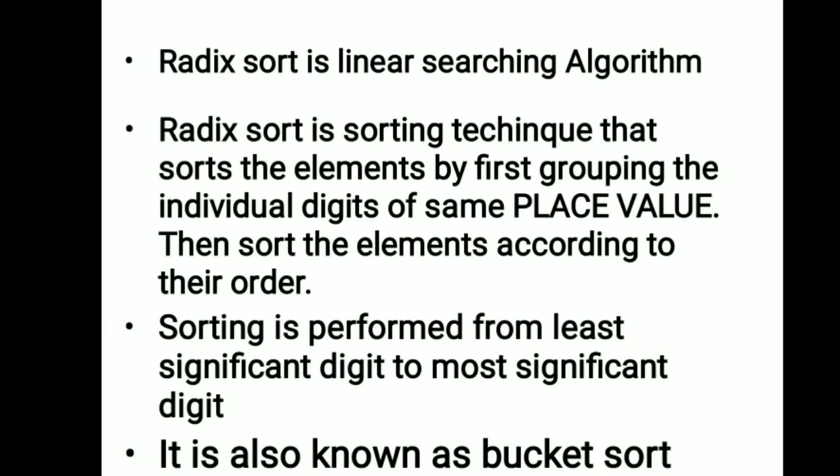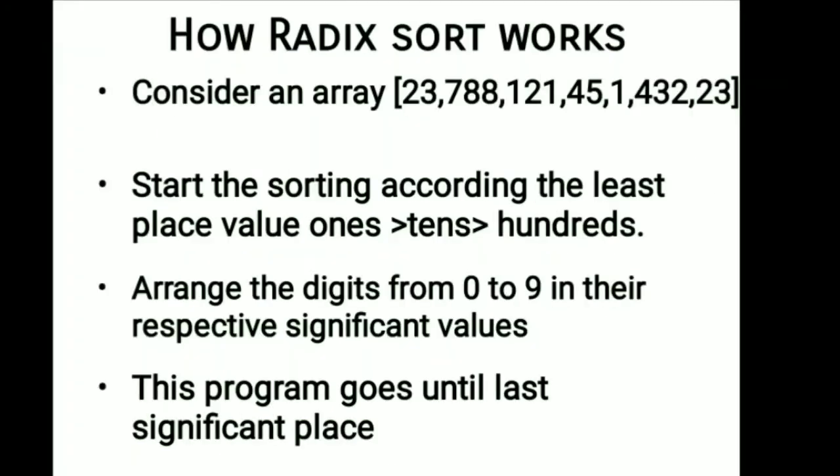This is the technique of the Radix sort, and it is also known as the bucket sort. Why? Because we consider the passes from ones, tens and hundreds. For every pass we need the 0 to 9 values, and that is called the bucket. Let us know how Radix sort works.